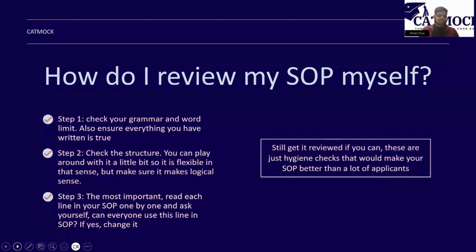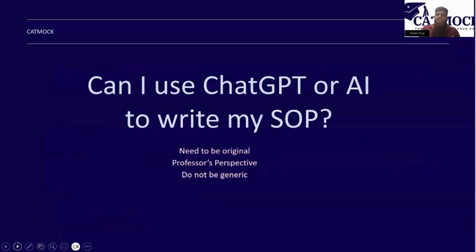And also these, as I mentioned earlier, are just checkpoints. So you need to go and review it with others as well. Whosoever the person is whose opinion you think matters, get it proofread. Can I use ChatGPT or AI? So the idea is, if you use ChatGPT or AI, where is the originality?